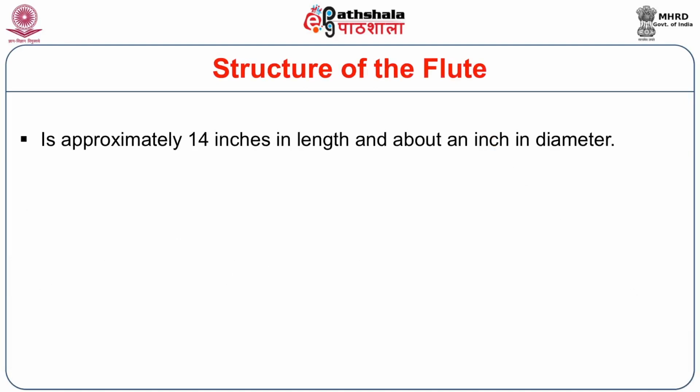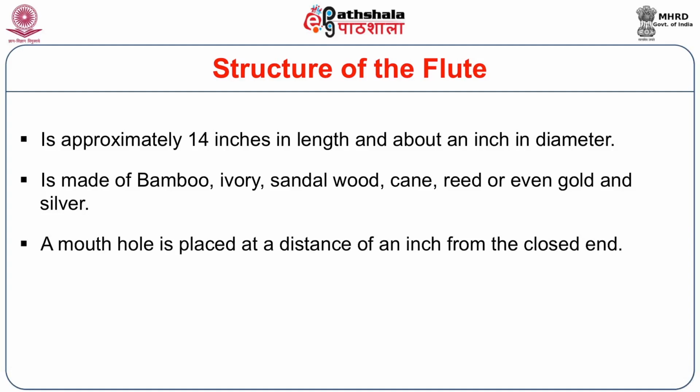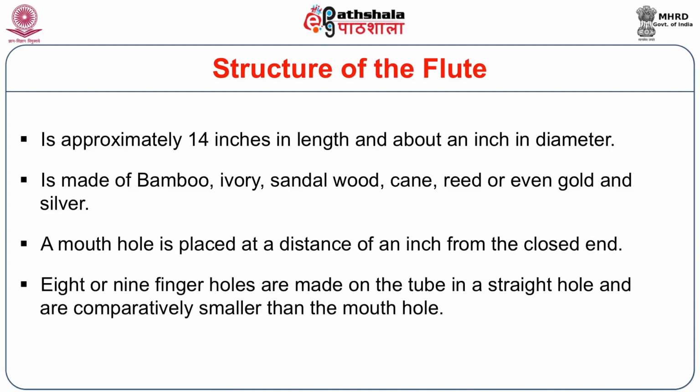The length of a flute is approximately 14 inches, and there are different varieties where the lengths might vary and the output sound or the pitch differs according to the length. It is made of bamboo, sometimes ivory, sandalwood, reed or even gold and silver. A mouth hole is placed at a distance of about an inch from the closed end. There are 8 or 9 finger holes made on the tube in a straight line, and they are comparatively smaller than the mouth hole.